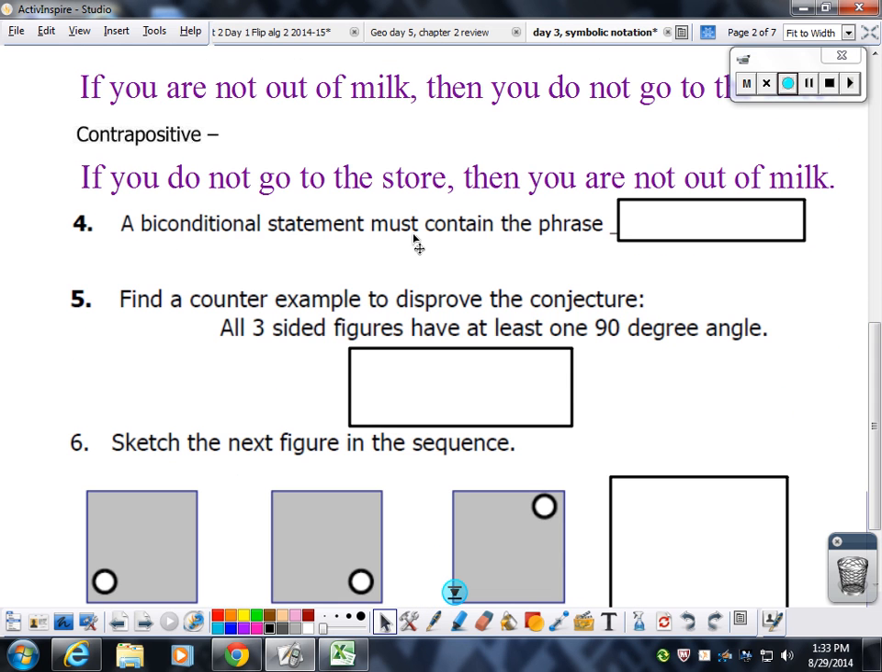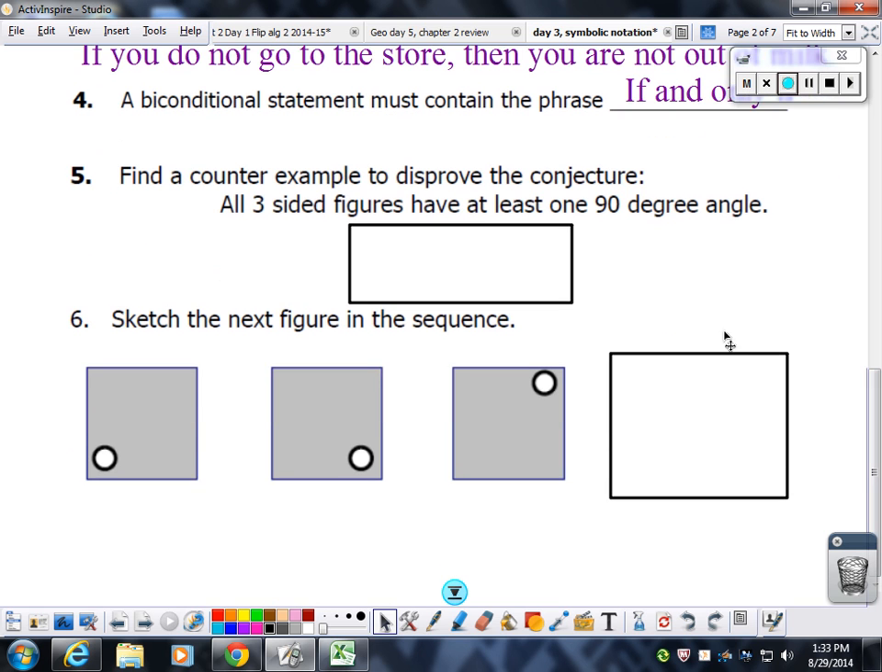Next, a biconditional statement must contain what phrase? Hopefully you all remember that phrase is, if and only if. Number 5, we need to find a counterexample to the statement, all three-sided figures have at least one 90-degree angle. Your answers may vary here, but I've given you an example of what looks like it might be an equilateral triangle, but it's definitely an acute triangle. You can see all the angles are less than 90 degrees, and it is in fact a three-sided figure.